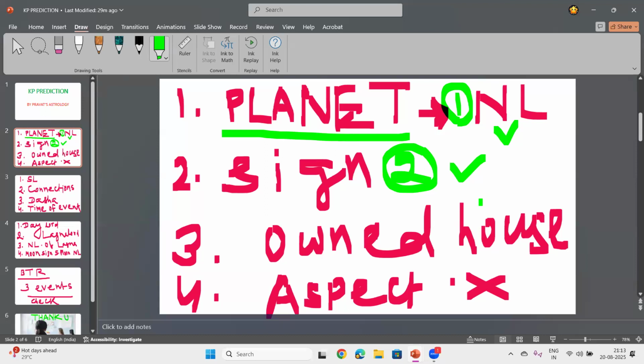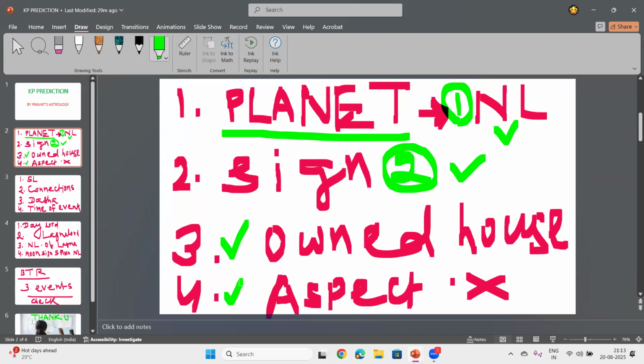As Sun is in the sign of Venus, same Taurus, then Sun will again give the result of Taurus. Then Sun will give the result of Leo, the owned house. And finally, we may or may not decide about aspect, because aspect, as I have told, is not that important in KP astrology.